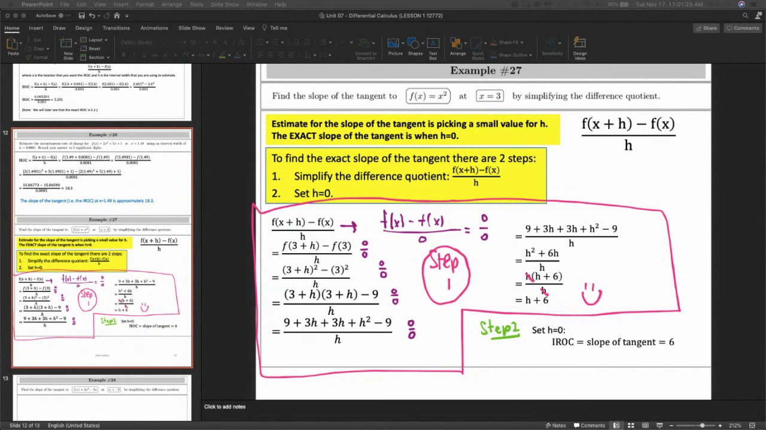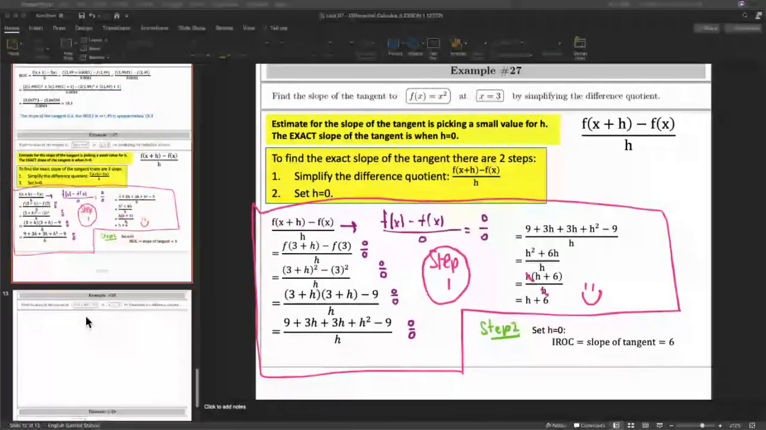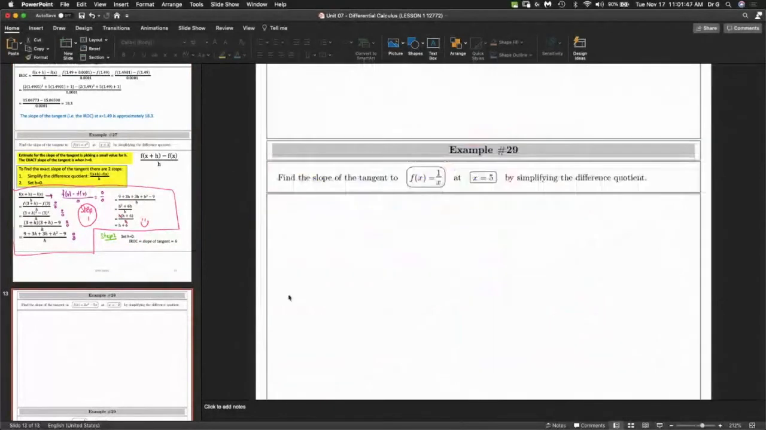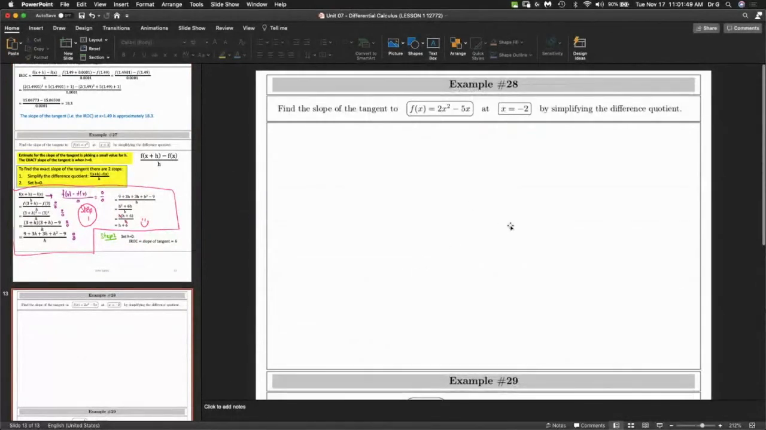You won't get 29 on a test, but I have it there as an extra challenge for perhaps some of the people that are a little bit stronger with this stuff today. But anyway, it's extra practice regardless. So let's go to question 28 and apply the exact same strategy to find the exact slope of the tangent.